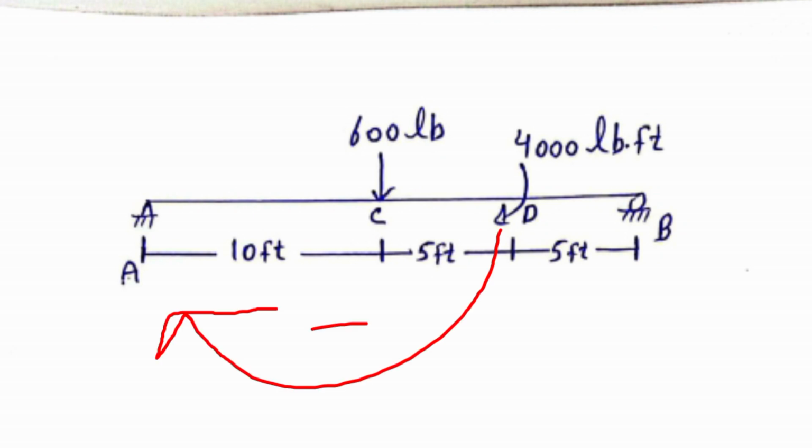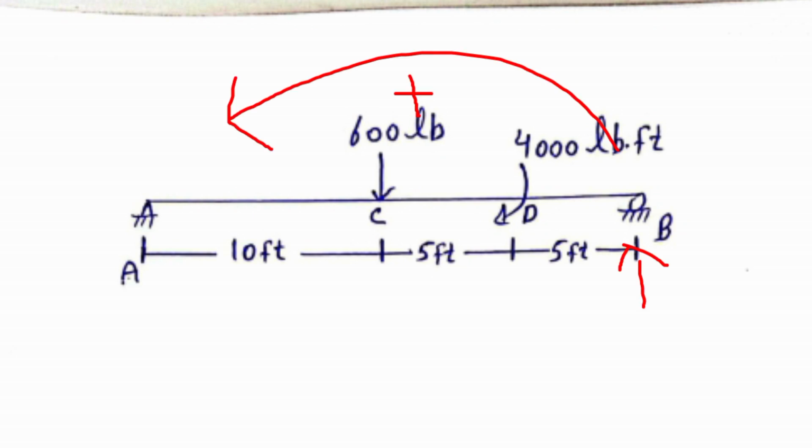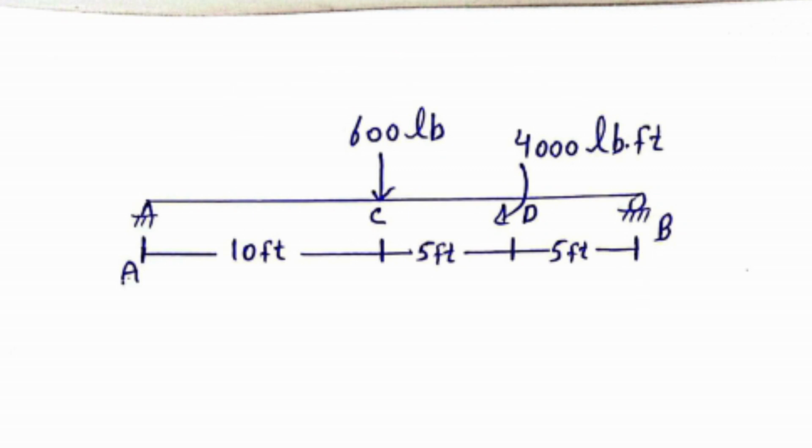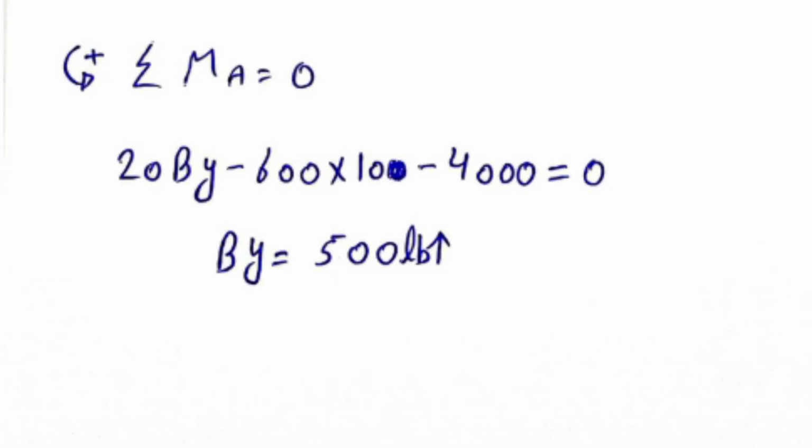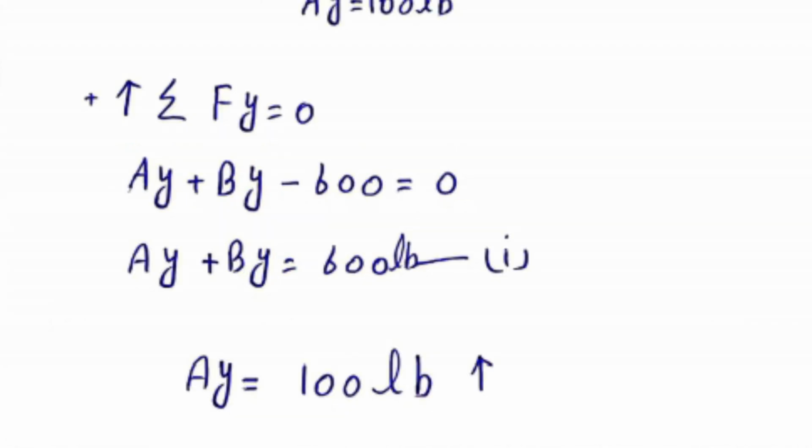The 4,000-pound-foot couple is applied counterclockwise, so it's positive, plus 4,000 pound-feet. The reaction By causes a counterclockwise moment, so it's positive, plus By times 20 feet. Now substitute By back into equation 1. So the reactions are Ay equals 500 pounds and By equals 100 pounds.